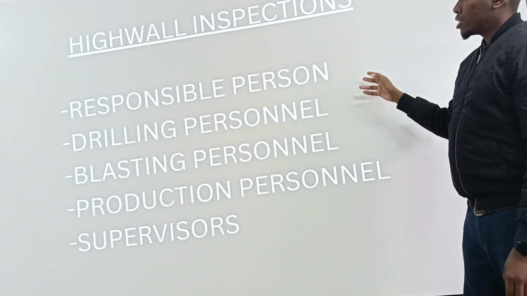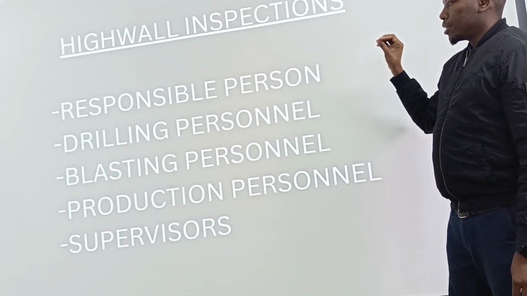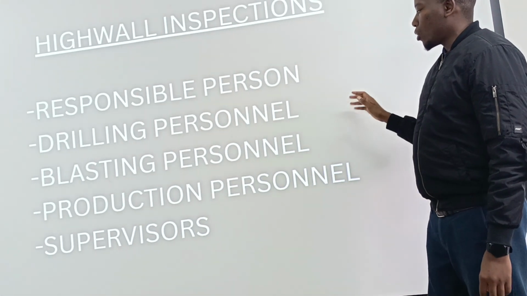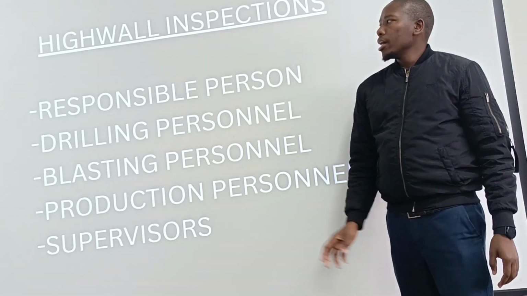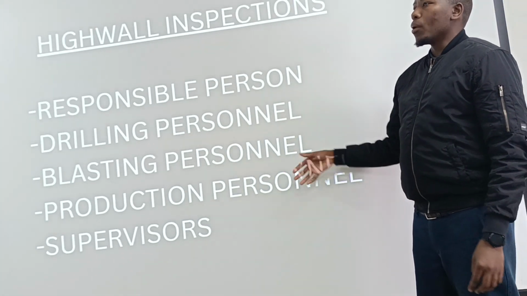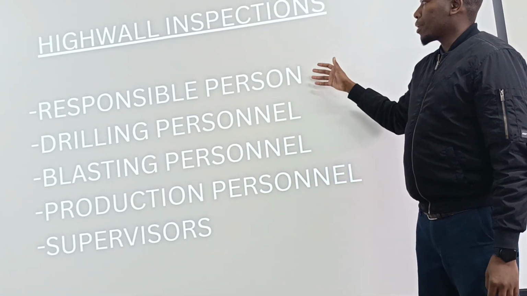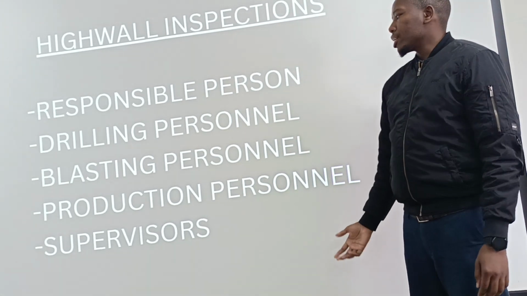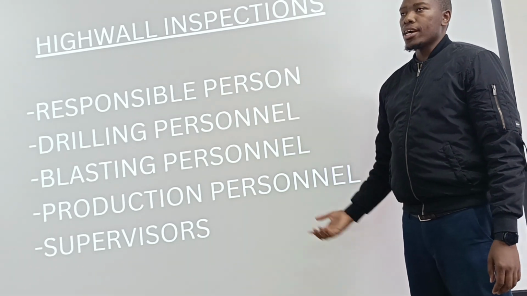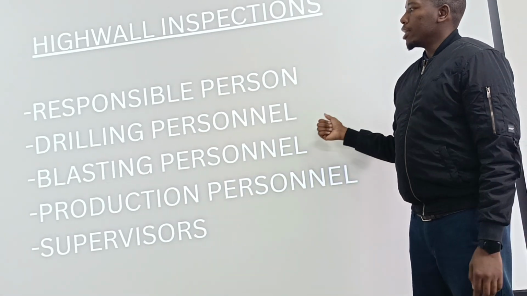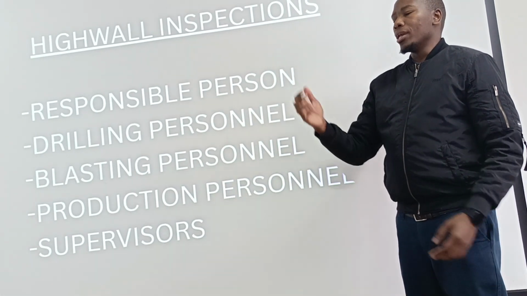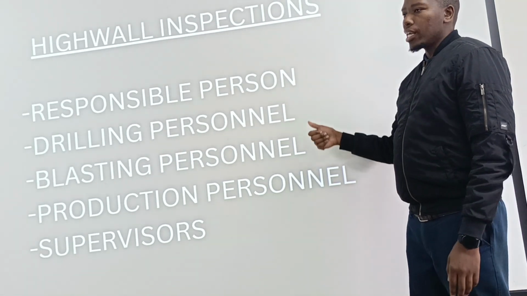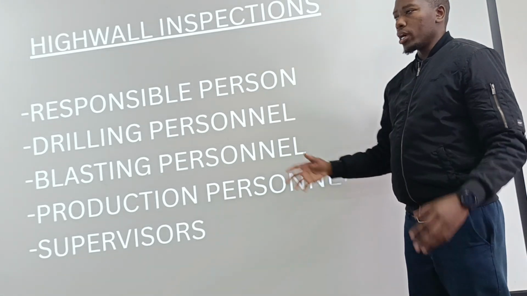So on high wall inspections, there should be a responsible person for inspecting the high wall. For example, if you are working under production, there should be a supervisor that you will work underneath. I'll start with the responsible person under drilling personnel. Under drilling personnel, the responsible person should be their supervisor under drilling. So what happens here is the supervisor will write his own TARP, then his own safety declaration on the high wall inspection of where they'll be working.